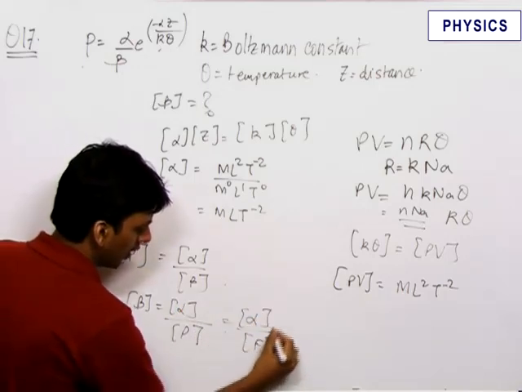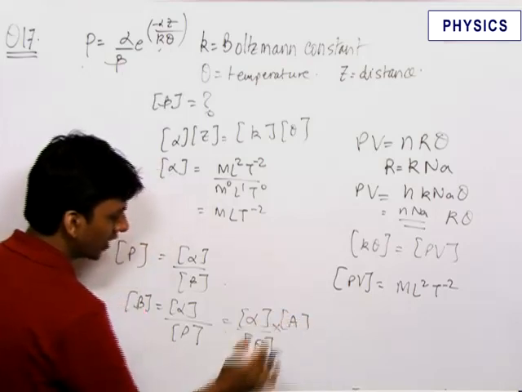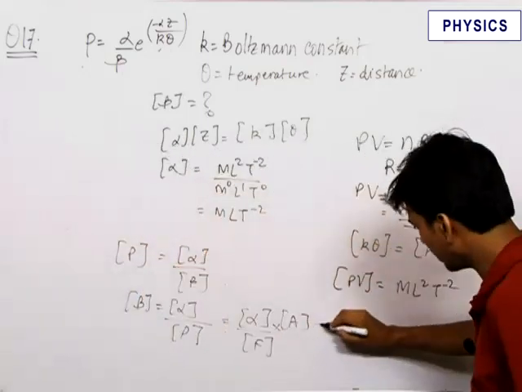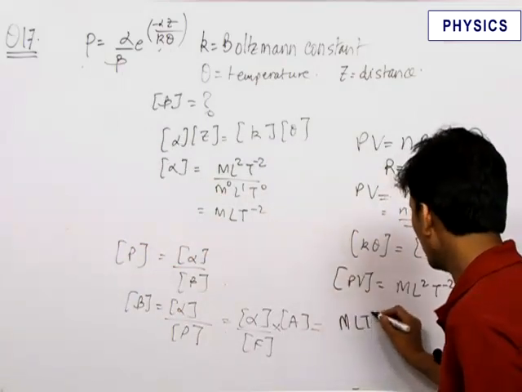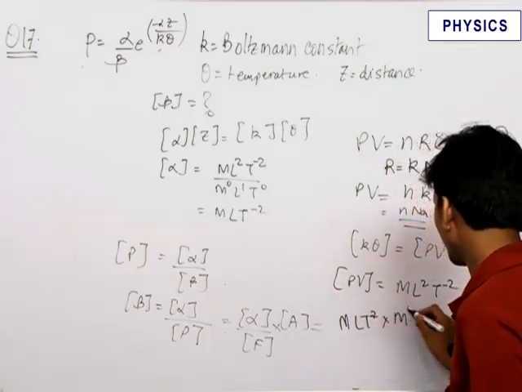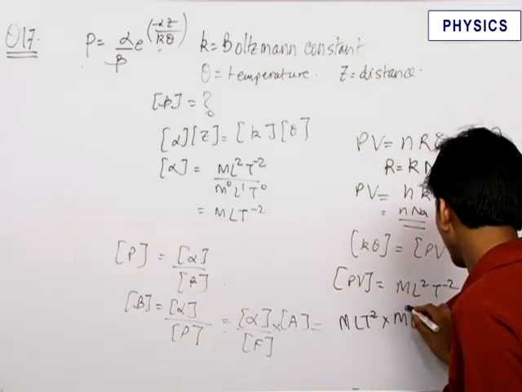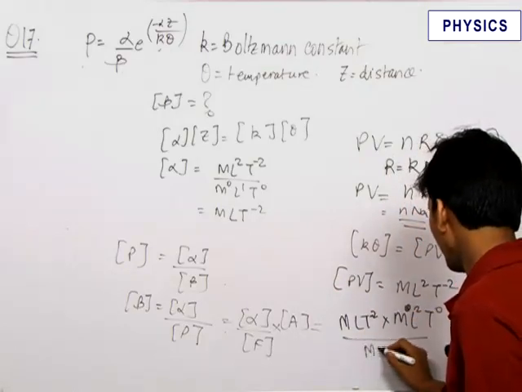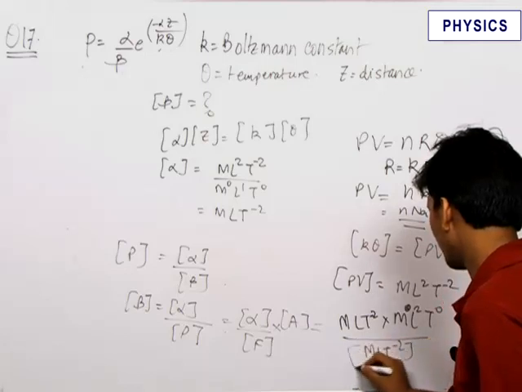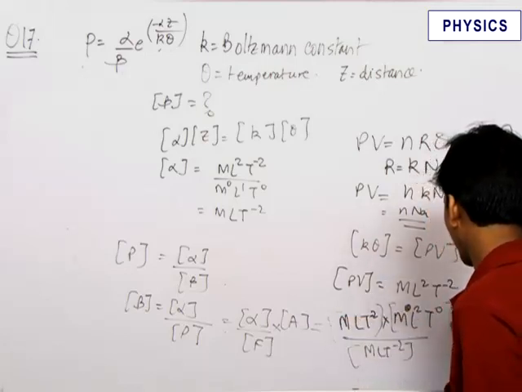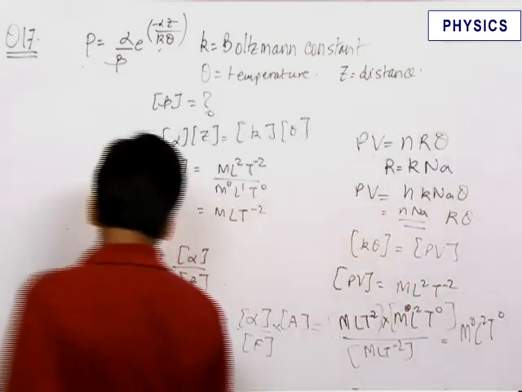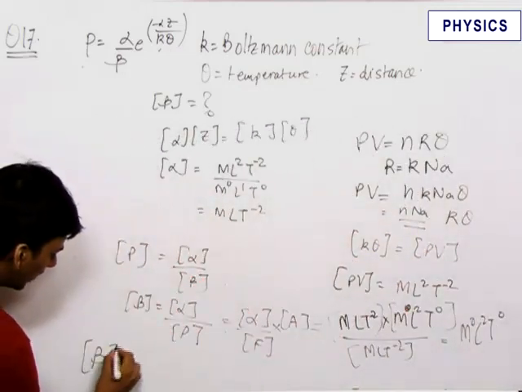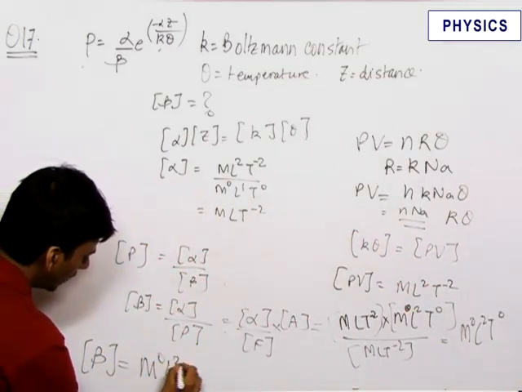So we can write this as dimensions of force into dimensions of area in the numerator. So we feed in the values here to get dimensions of alpha. We found out as MLT^-2 into M^0 L^2 T^0 upon MLT^-2, which was the dimension of force, which we remember. So these two cancel and we get the final answer as M^0 L^2 T^0. So the final answer is dimensions of beta is equal to M^0 L^2 T^0.